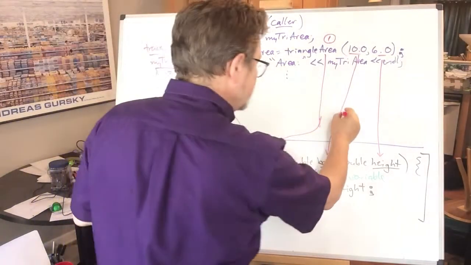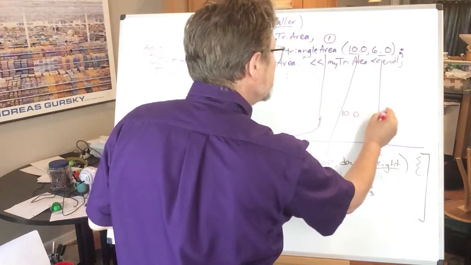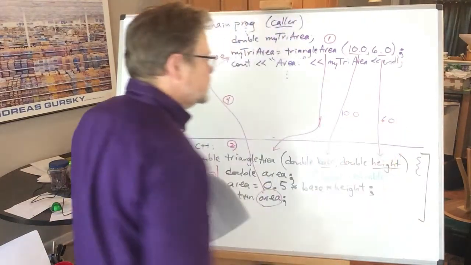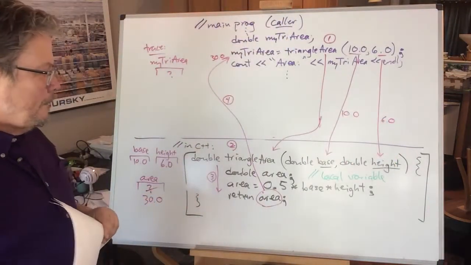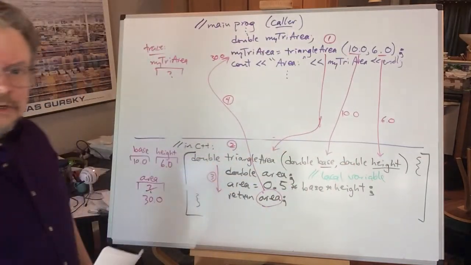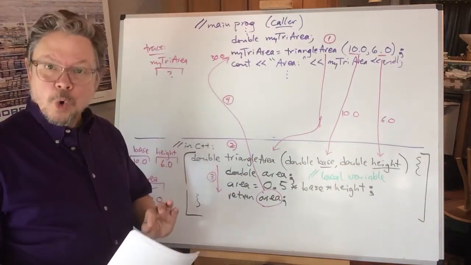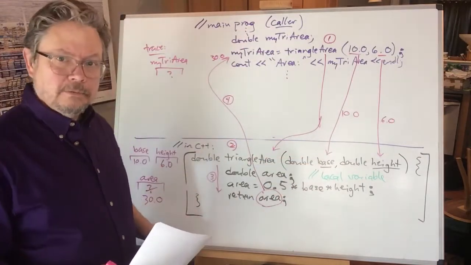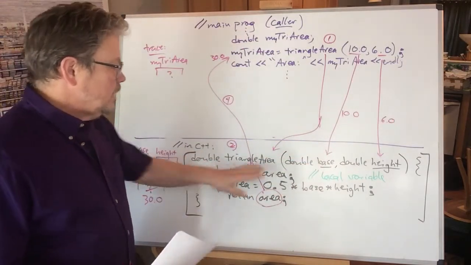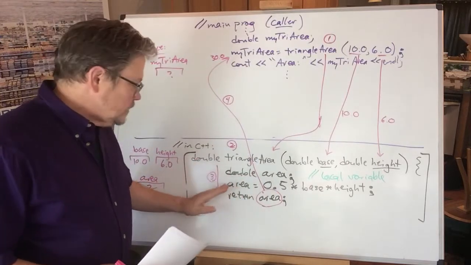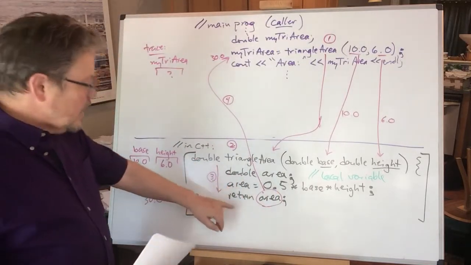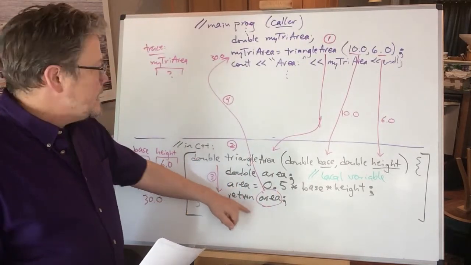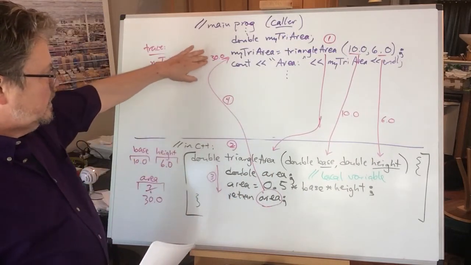So here, let me label these. 10.0 got sent down from above. 6.0 got sent down from above. They landed right here in our two parameter variables, formal parameters. Those are blanks in a form that have to be filled in before we can continue. And then it defined a local variable, did a calculation, and so on. It finally hit the return statement and goes back up here.